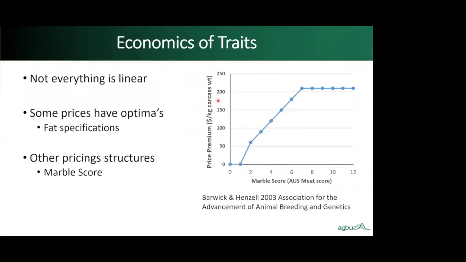On the y-axis we have the price premium above the base carcass price, and on the x-axis we have Australian Ausmeat marble score. You can see that as we move up in marble score, the price premium paid changes shape in a very non-linear fashion. This has been implemented in BreedObject since the early 2000s to cater for different pricing structures.